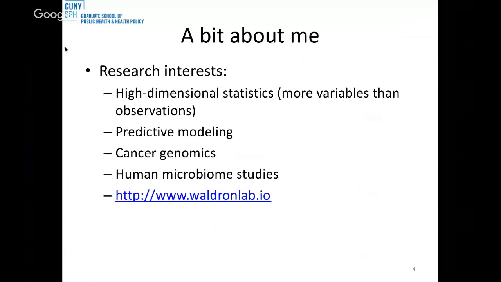So the typical data analysis problem, we have some dozens or hundreds of patients, and then we have tens of thousands of measurements of different genes, or hundreds of measurements of different microbiota on each of those people, and we want to associate those with disease or with outcome from the disease. And if you're interested in more, I have a website up that you can take a look at.